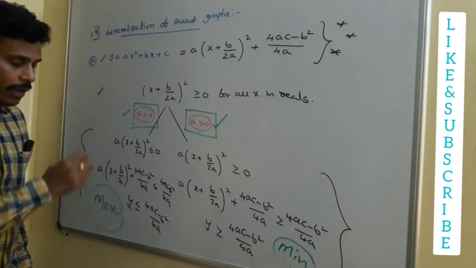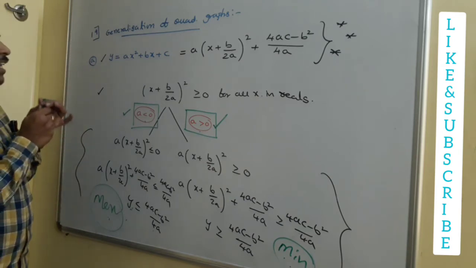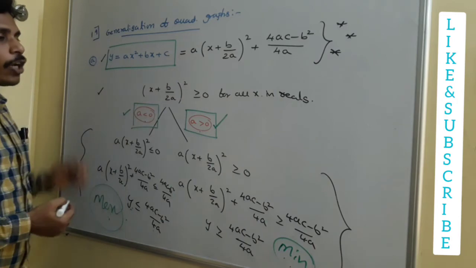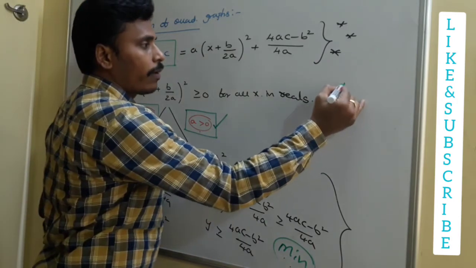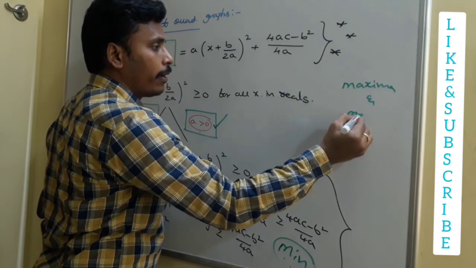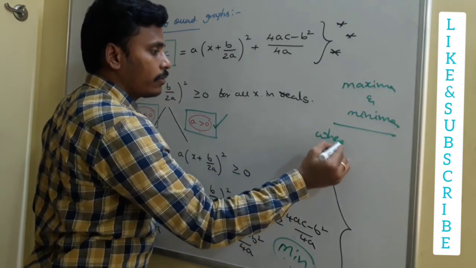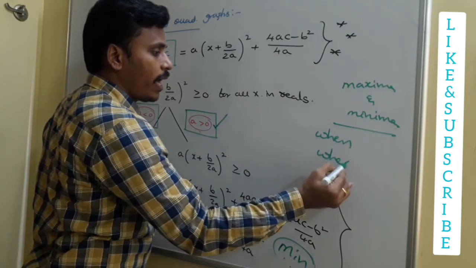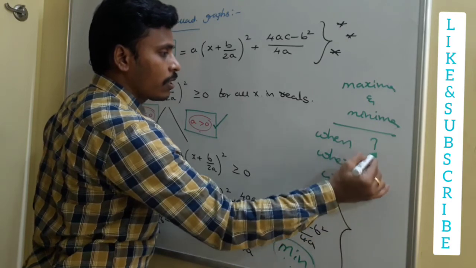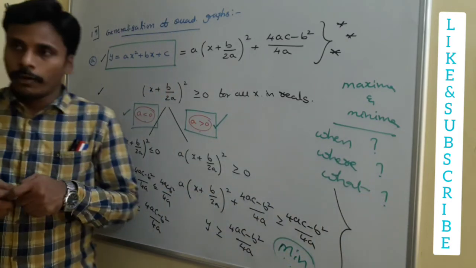Once again I will confirm: if you have an expression y equals ax square plus bx plus c related to maxima and minima, we need to ask two questions: when, where, and what. What are the questions? When, where, and what. Once again I am telling you, maxima and minima.